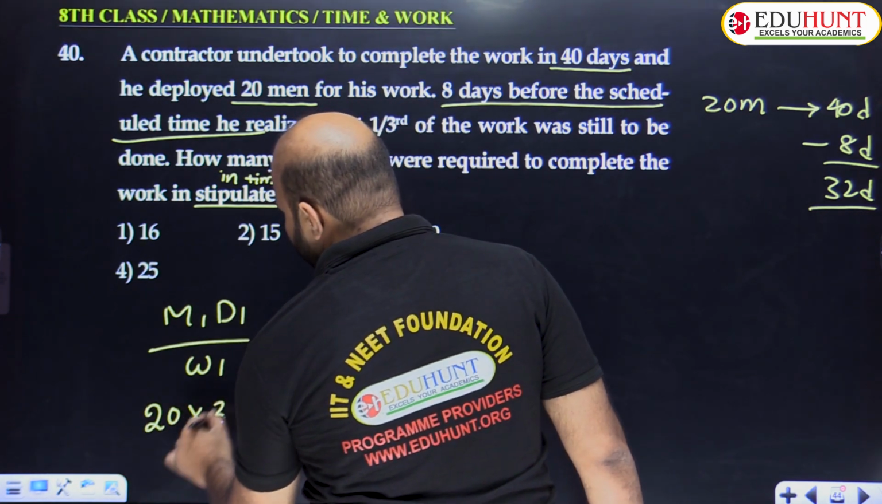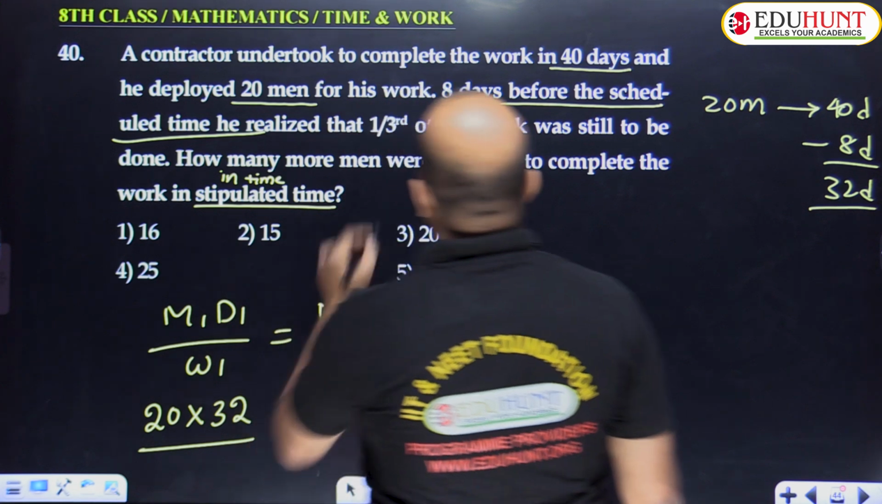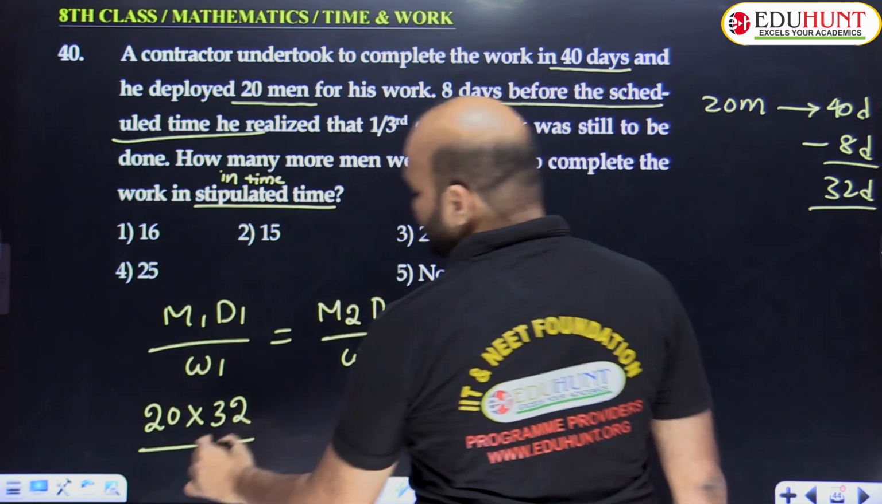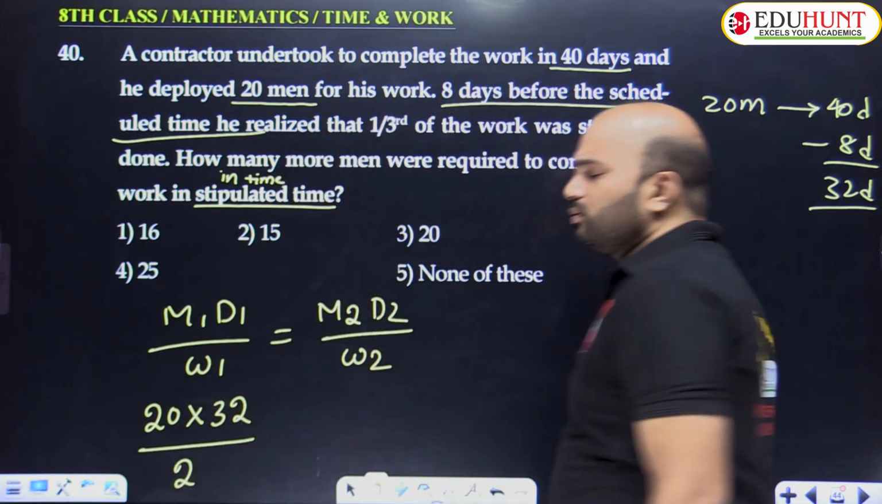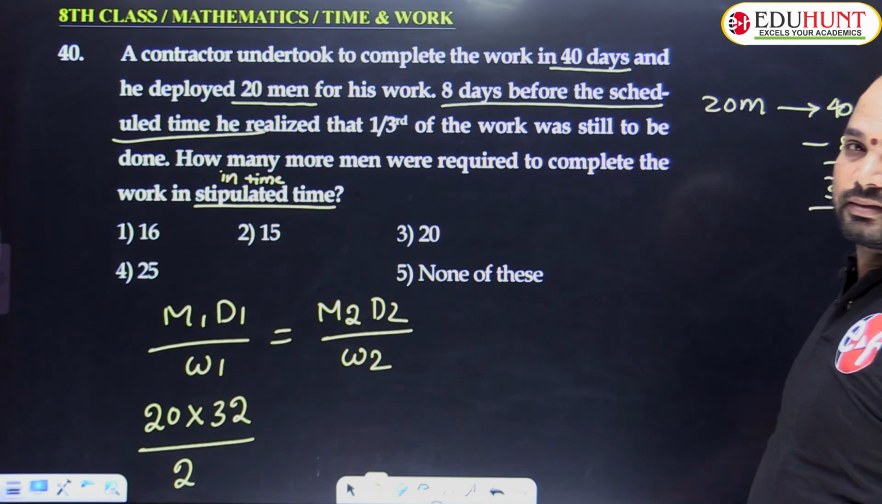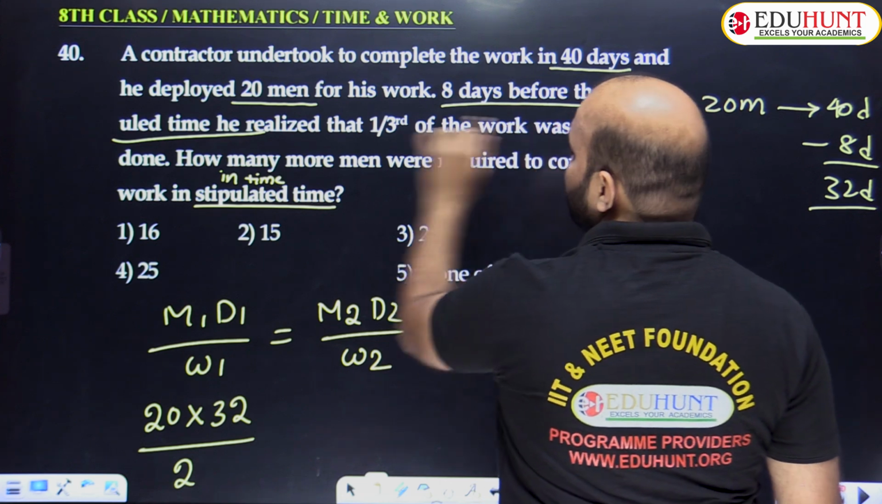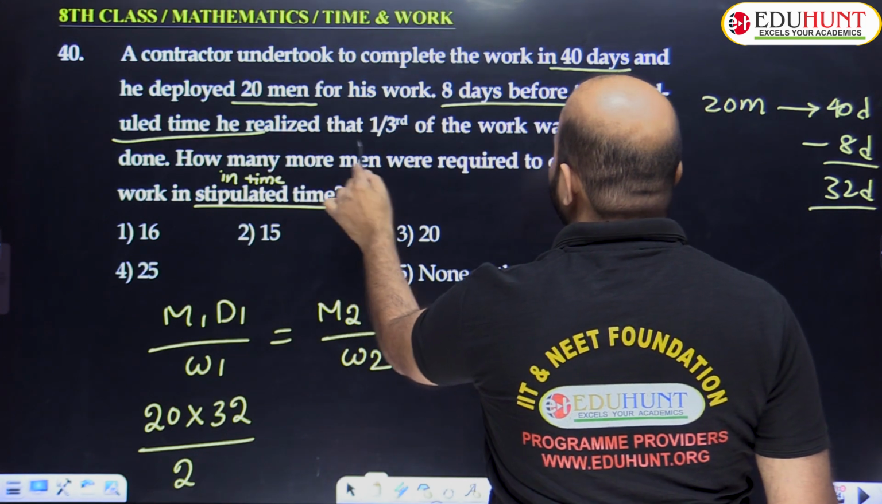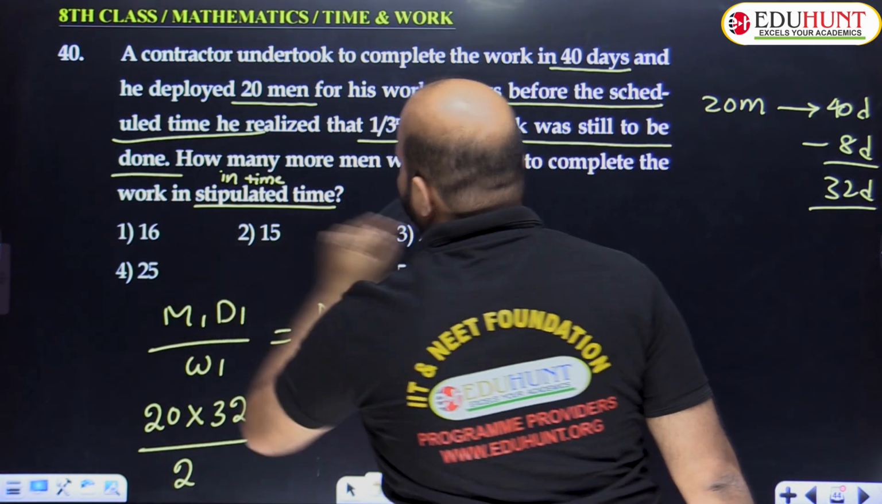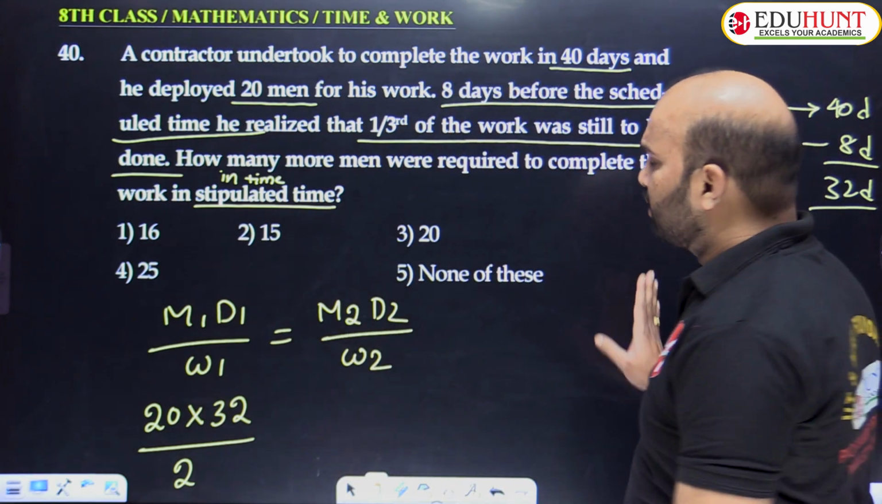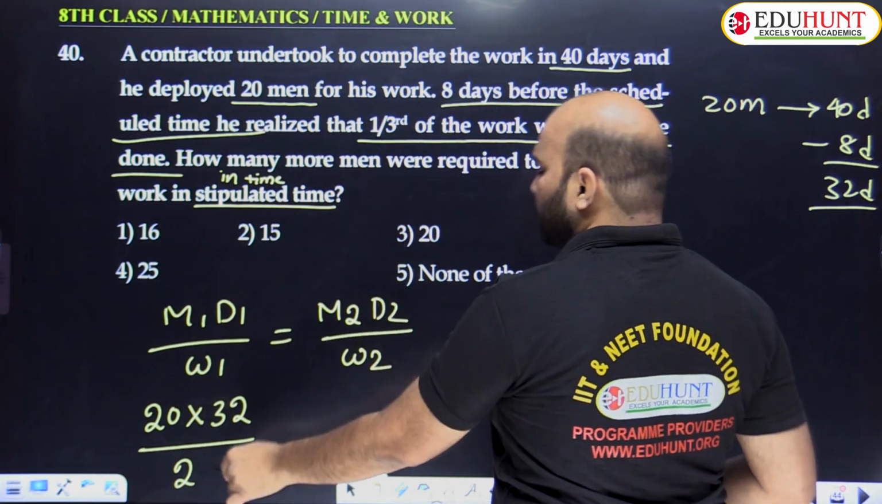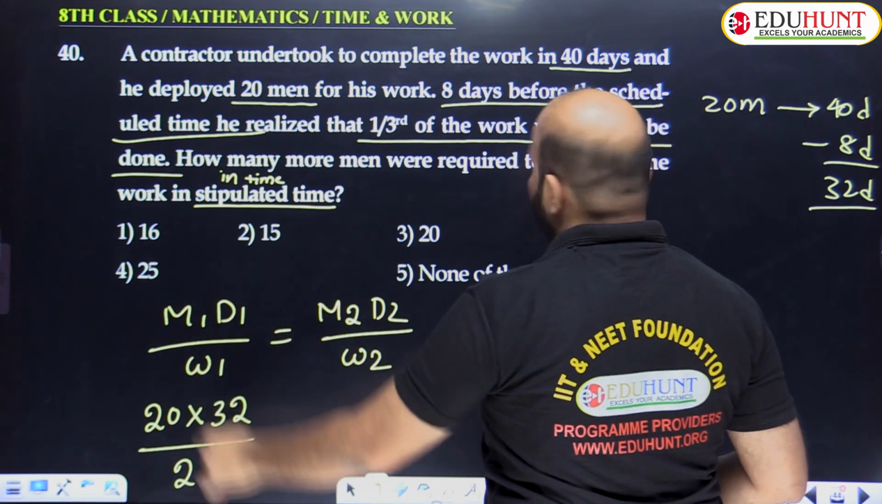How much work is completed in the first 32 days? Out of 3 parts, 1/3 of the work is left, so 2 parts are already done in 32 days. This is a very important statement. 8 days before the scheduled time, he realized that 1/3 of the work was still to be done. So how much is remaining? 1/3 of the work is left. That means out of 3 parts, 2 parts are already completed in 32 days.